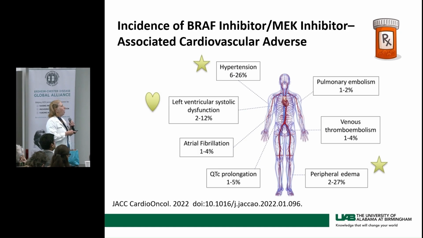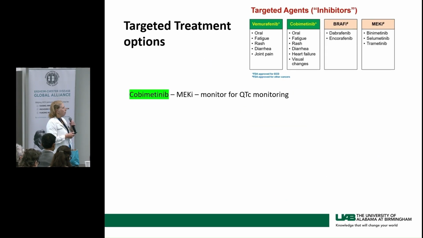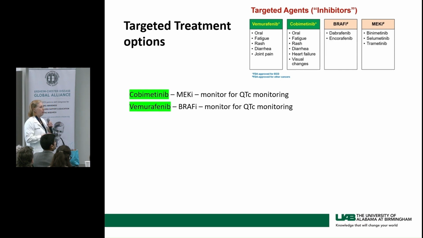Other things we'll talk about, more electrical related, are AFib and QT prolongation, and then clotting issues. Patients can present with blood clots to the lungs, called pulmonary embolus, or they can get blood clots in their legs, called venous thromboembolus.